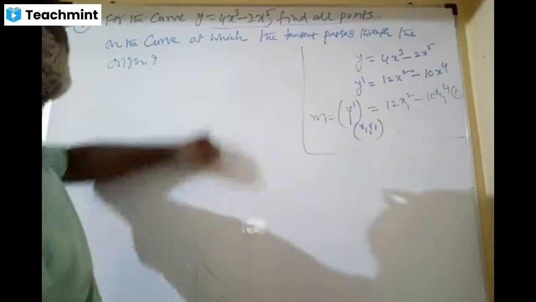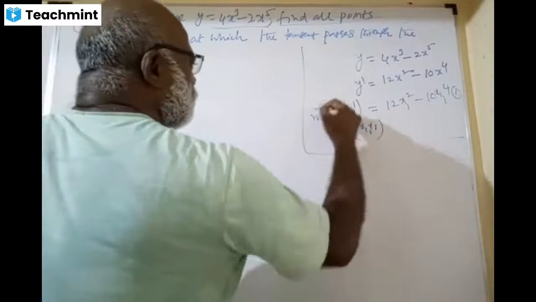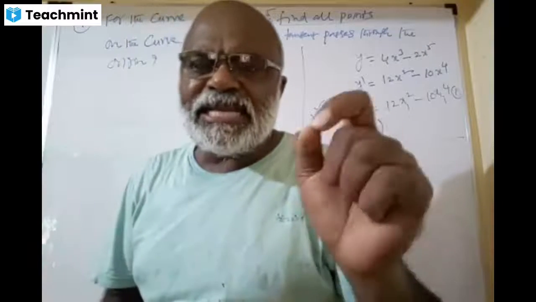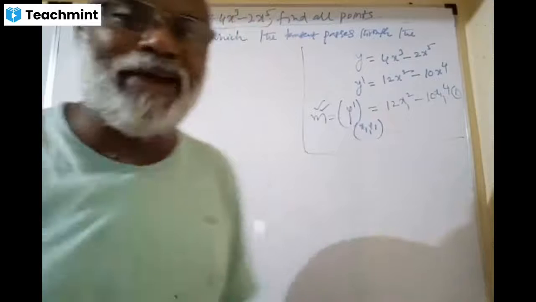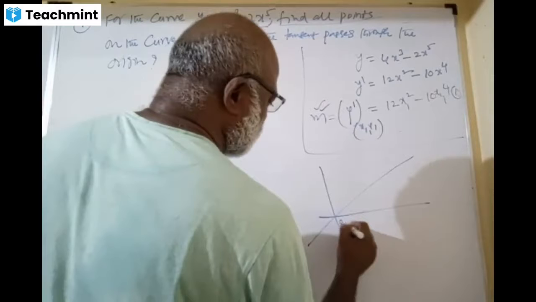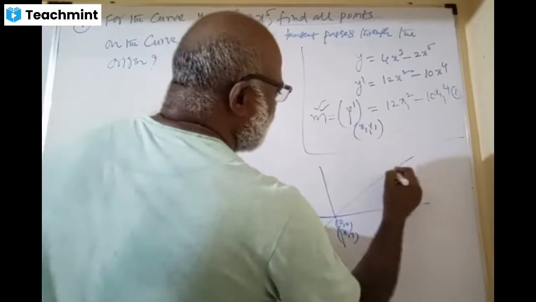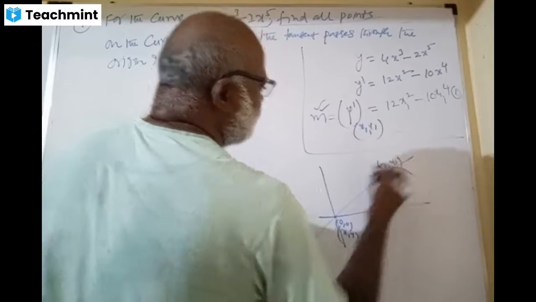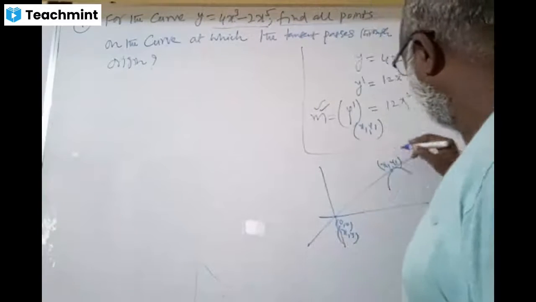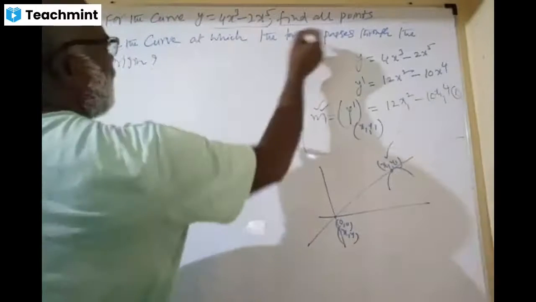Friends, we have done the slope part. Slope is known to you, and this is the slope of the tangent. The tangent also passes through the point x comma y, which is 0, 0. The other point where you have drawn the tangent is x1 comma y1. So you can choose the point x1, y1 for the equation of the tangent.